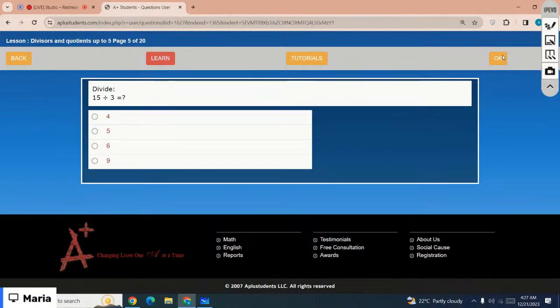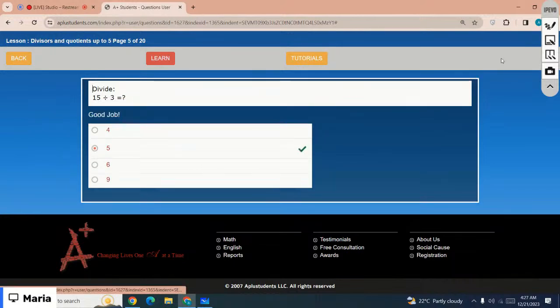3 times what number makes 15? 3 times 5 makes 15. The correct option is 5. You need to count a table of 3 until 5. You can get the answer 15. Got it?